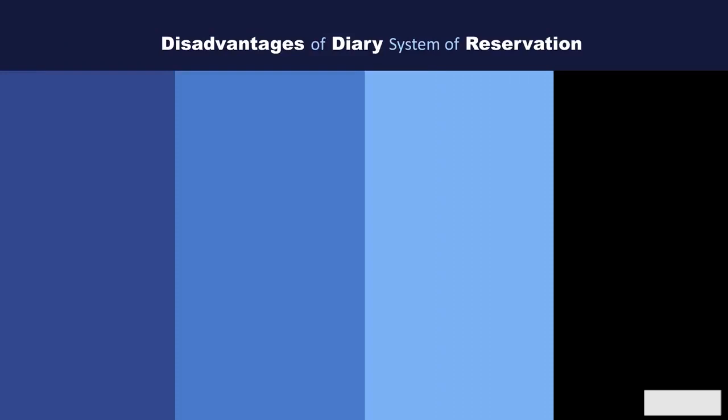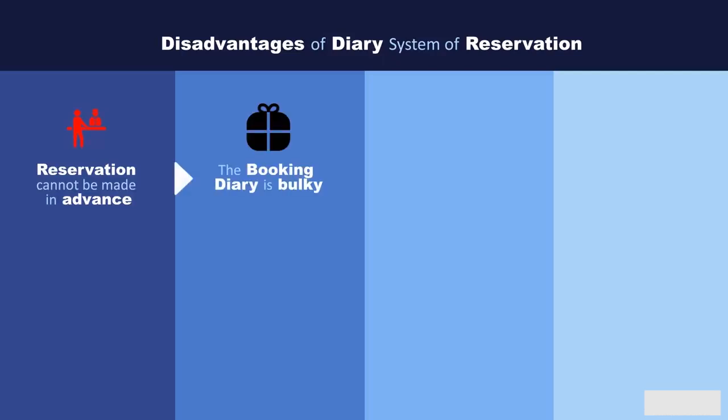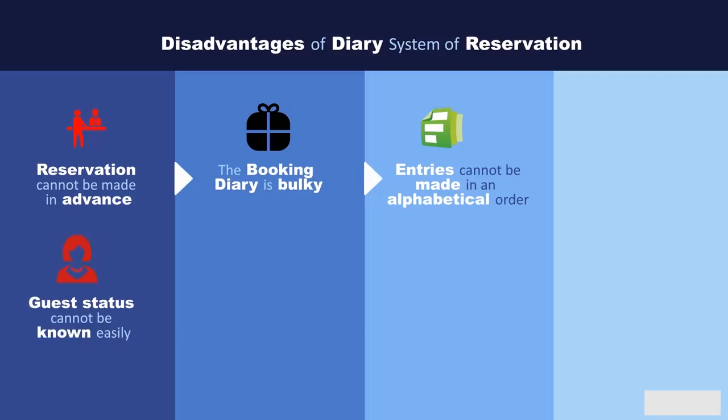Disadvantages of the diary system. There are certain disadvantages to the diary reservation system due to which it is not used much in medium and big hotels. Reservation cannot be made far in advance in the diary system of reservation. The booking diary is bulky, so it is difficult to handle and cannot be maintained neatly. The entries in the diary cannot be made in alphabetical order. Guest status cannot be known at a glance from the diary.